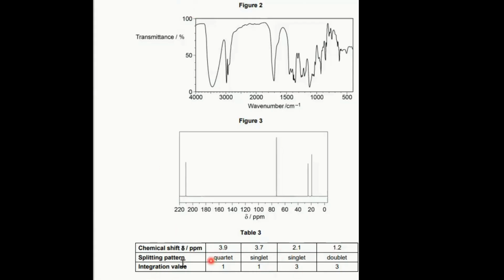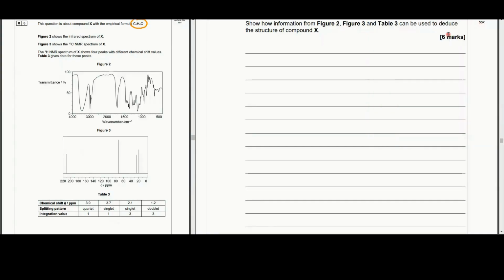So your job here is to piece together and find out what compound X is using the IR spectrum, all the wavelengths, the C NMR in the second bit of data, and in the third bit of data, the H NMR. So show how the information from Figure 2, Figure 3, and Table 3 can be used to deduce the structure of compound X.